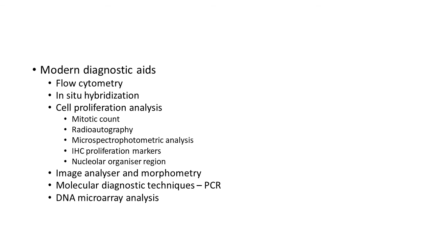here. Other modern aids include image analyzer and morphometry, molecular diagnostic techniques like PCR, polymerase chain reaction. Recently, we are hearing this term a lot, RT-PCR, which is the test for COVID-19. And another modern method is DNA microarray analysis of tumors. I will not go into further detail here. This is more than enough.